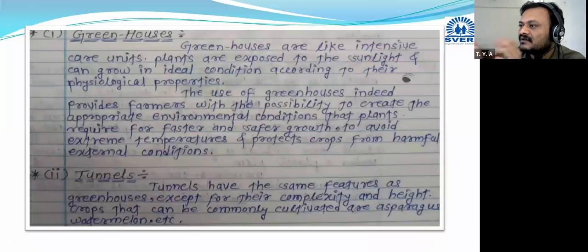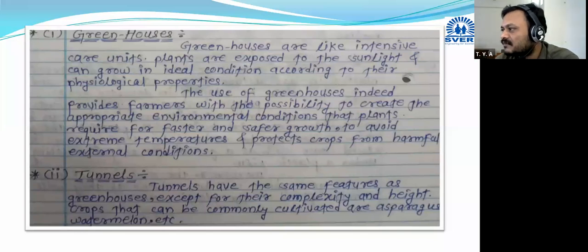Suppose you are taking one vegetable or fruit, then whichever environmental conditions are suitable for the growth of that particular vegetable or fruit, those conditions we can create in the greenhouses. Means whichever environmental conditions are there, you can control.